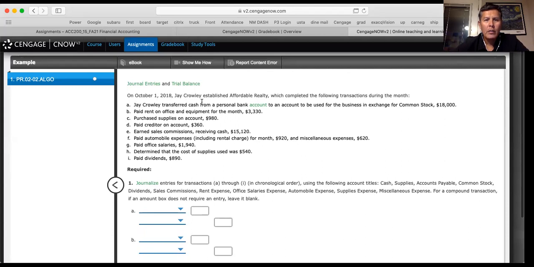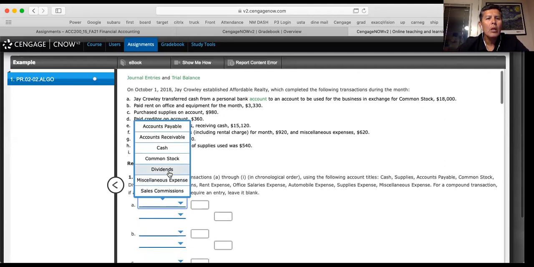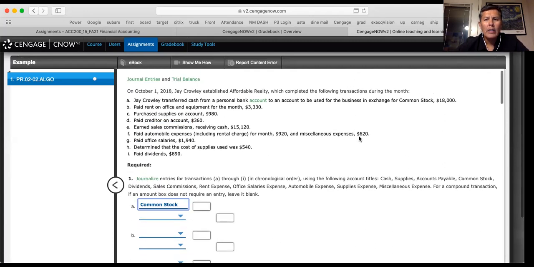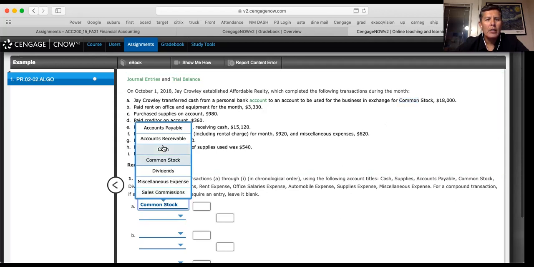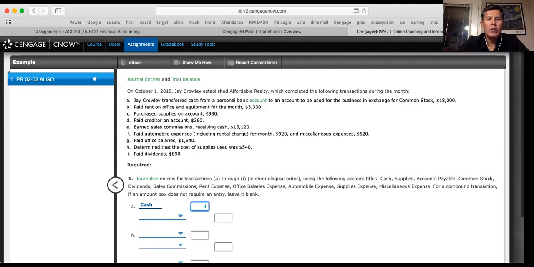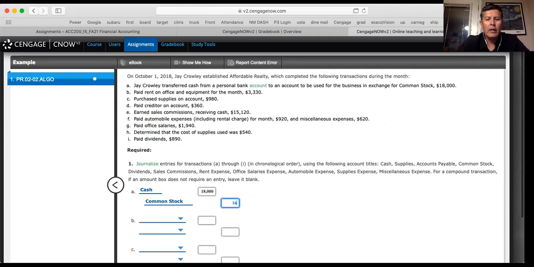October 1, 2018, J. Crowley established Affordable Realty, which completed the following transactions during the month. J. transferred cash from a personal bank account to an account to be used by the business in exchange for common stock of 18,000. So right here, we are going to have common stock. It says right there, common stock. See that? Common stock for, oh no, this is cash because we're debiting cash for 18,000. And then we're going to have common stock down here, also for 18,000.